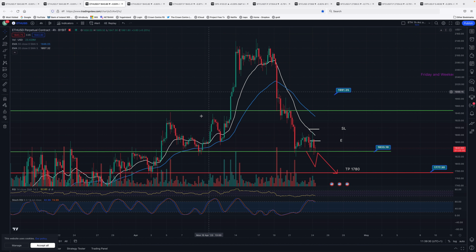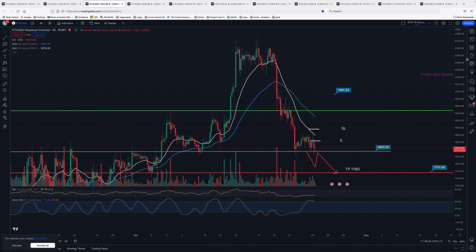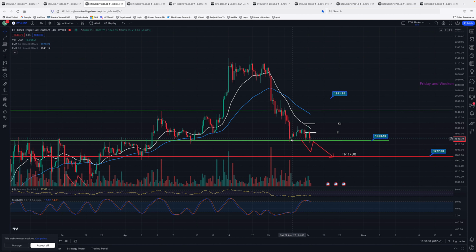So what we need to see in our space is structure. I'm looking at this as a double bottom at the moment on the 4-hour. That's what it's looking like to me. However, the 4-hour stochastic momentum is down. And similarly to BTC, we are in the middle of this range.